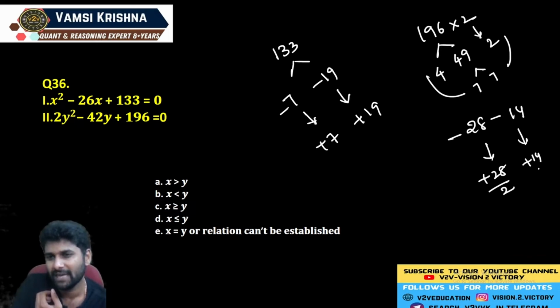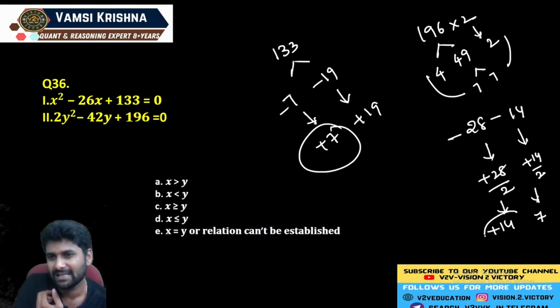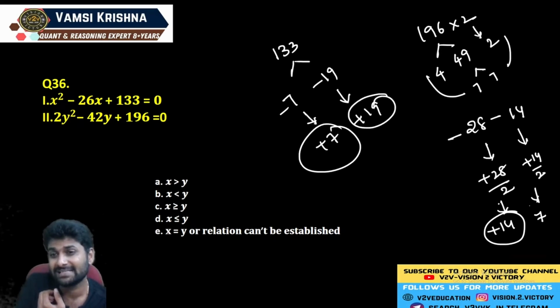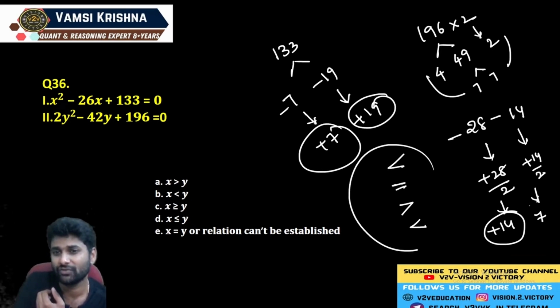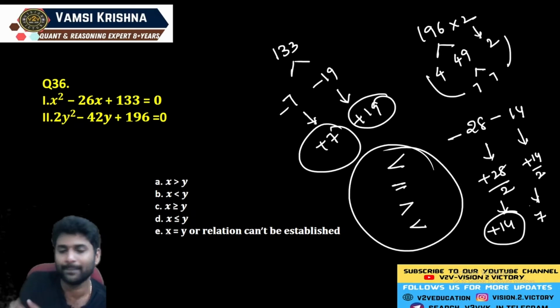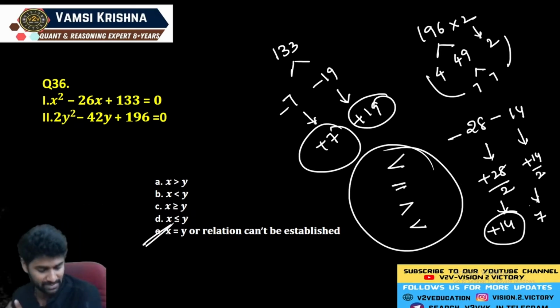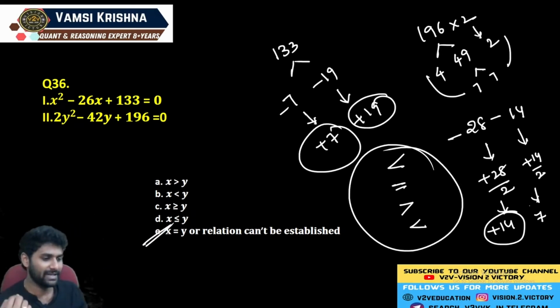We have a value divided by 2. Final values is 14 and a 7. Guys, 7 is less than 14. 7 is equal. But 19 is greater than 14. We have a less than, equal, then greater than, less than. So we have a few different symbols in the comparison. So relation is not established. You never get any perfect relation.